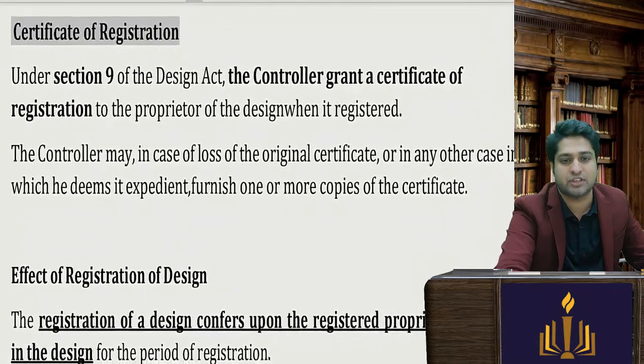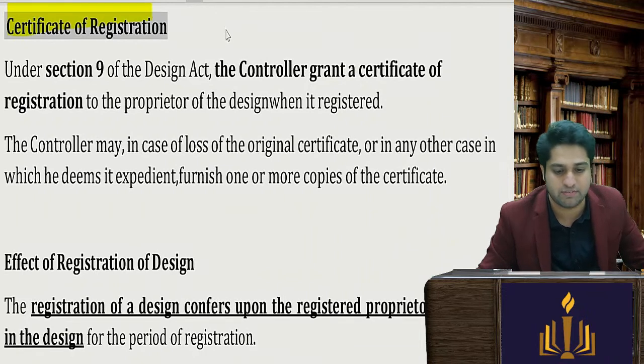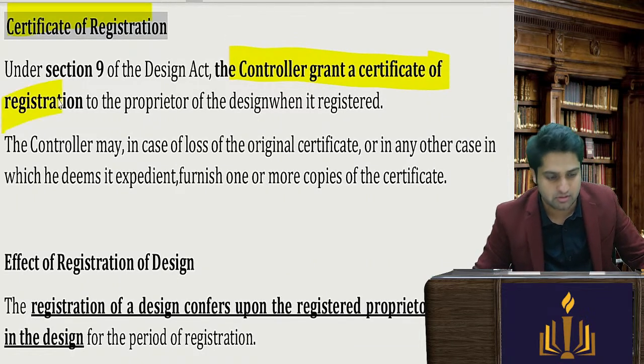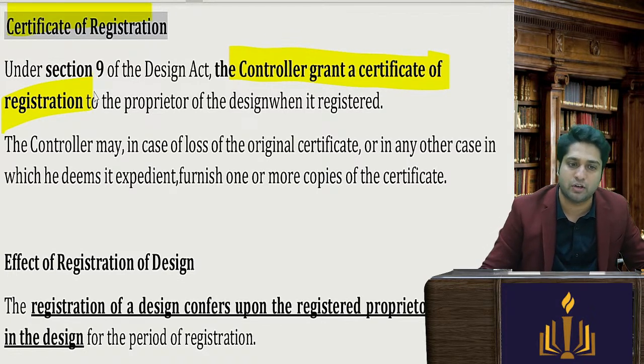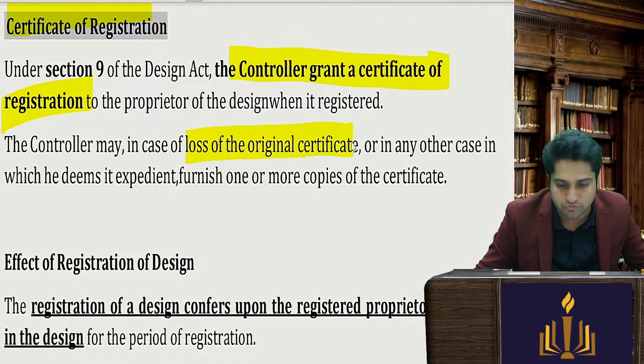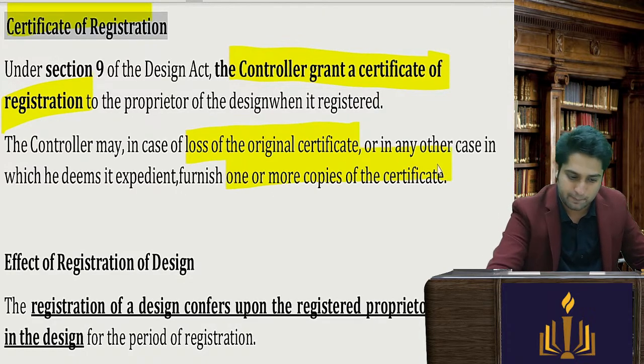Then next is section 9. Section 9 is the certificate of registration. They will grant a certificate of registration to you. The moment all of this is done, we will grant you a certificate of registration. In case of loss of the original certificate, you can apply and get copies also.